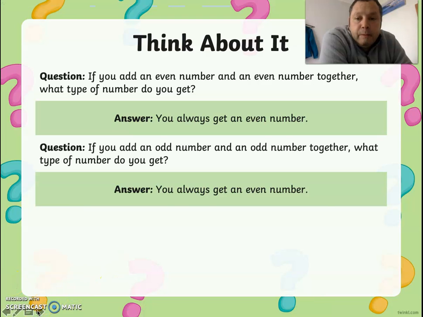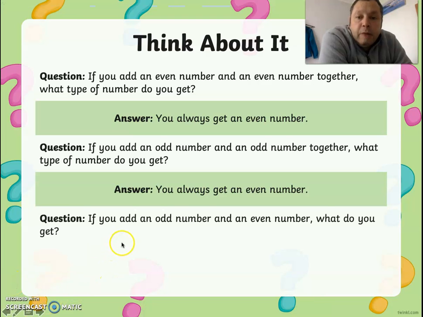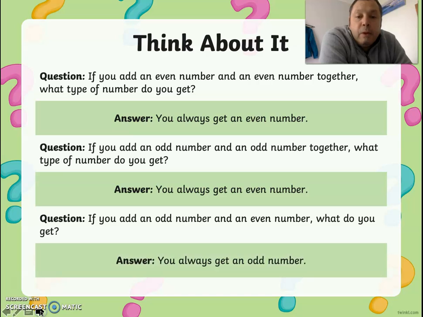If you have an odd number and an even number, what do you get? Well, you'll always get an odd number. So let's have a look at this again. If you have an even number and another even number, for example 2 plus 2, that equals 4. So you're going to get an even number.